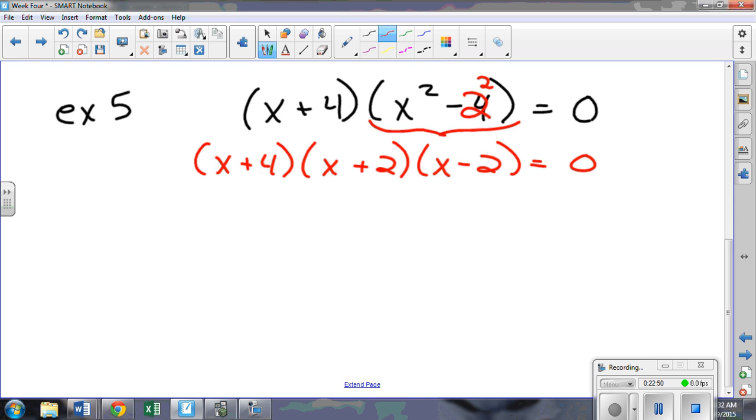In this instance, we have 3 numbers being multiplied to 0. The zero product property, or the zero product rule, still applies. One of these numbers must equal 0.